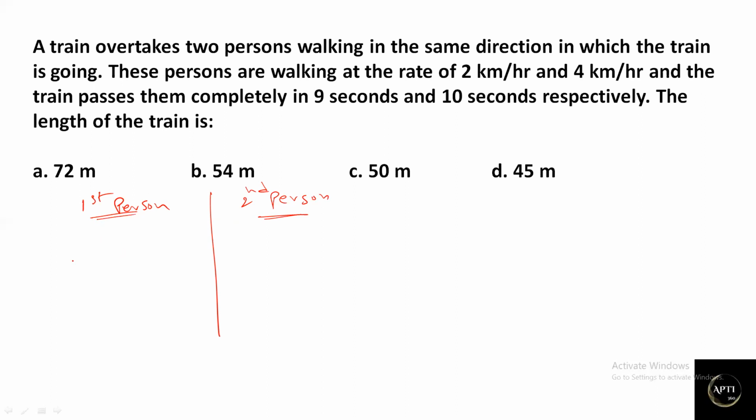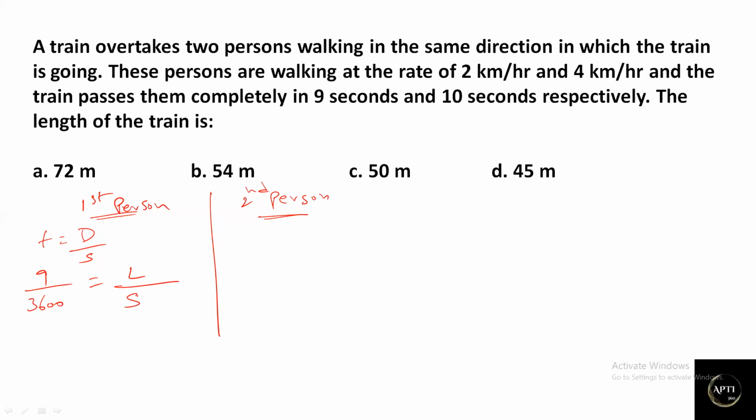First person. Time is equal to distance divided by speed. The time taken by the train to cross the first person is 9 seconds. I'm converting into hours: 9 seconds is equal to 9 by 3600 hours. This is equal to distance. What is the distance covered? It is nothing but the length of the train, because we don't have any length for the person, negligible. And speed: we know only the speed of the person, and we don't know the speed of the train.